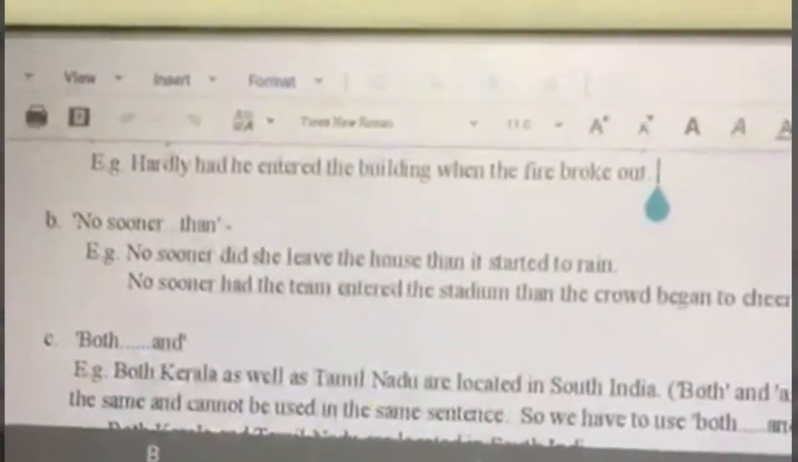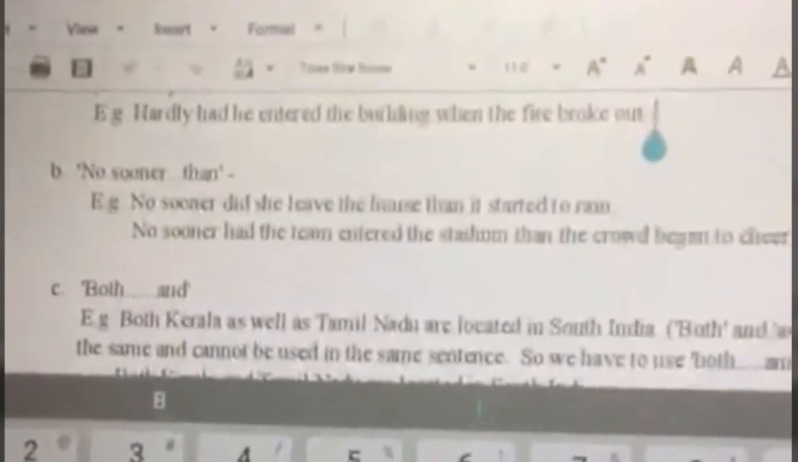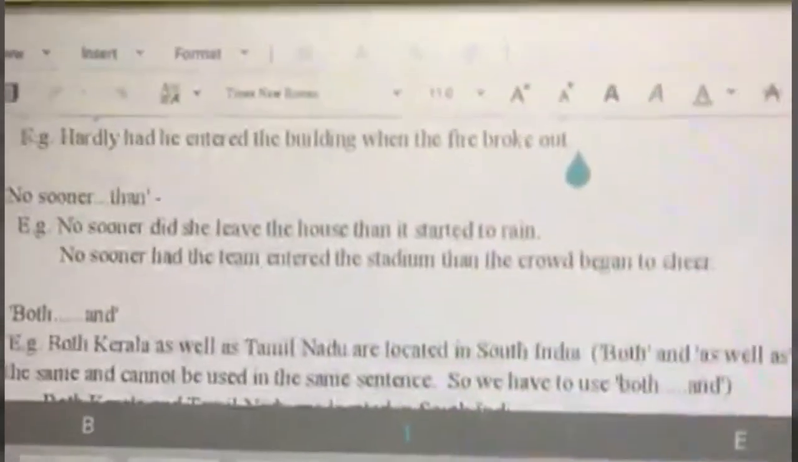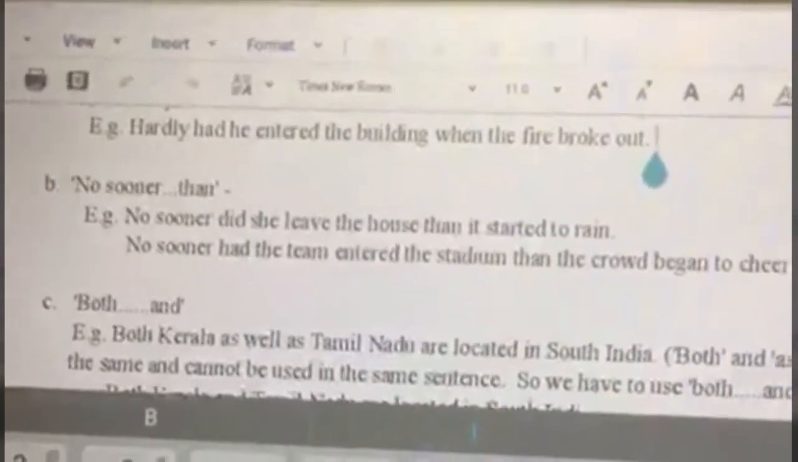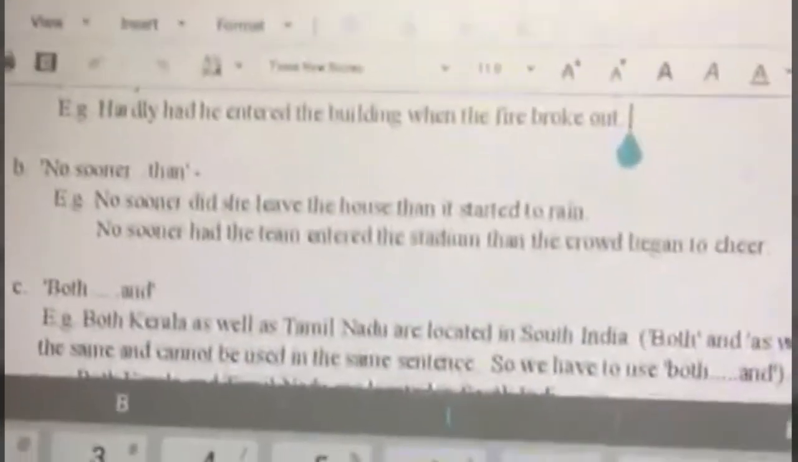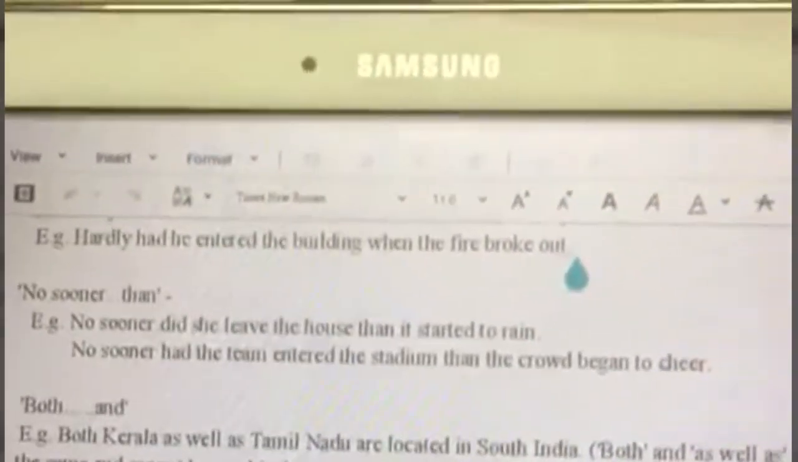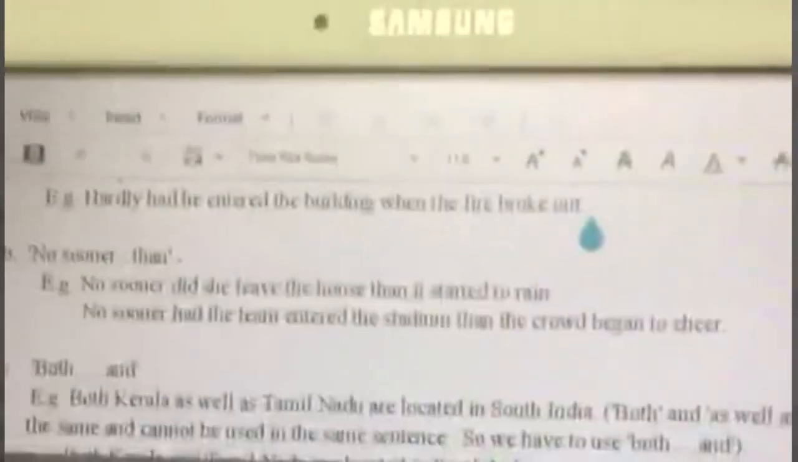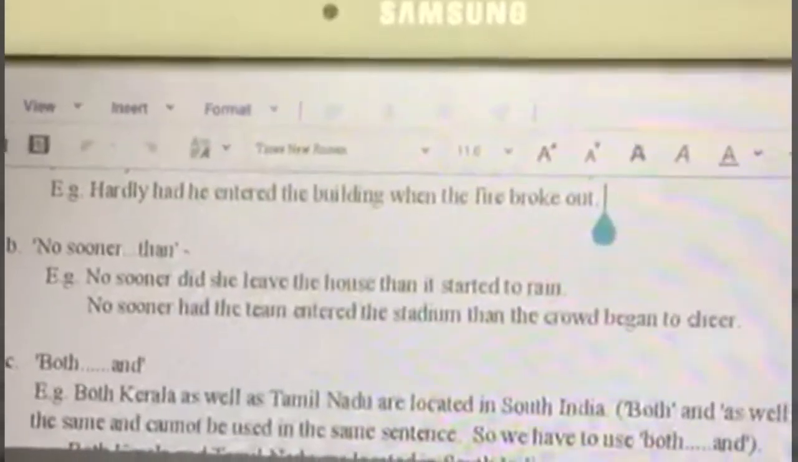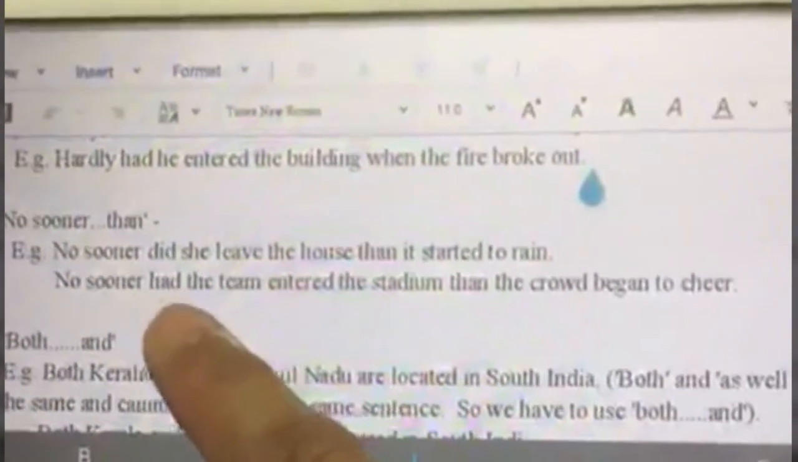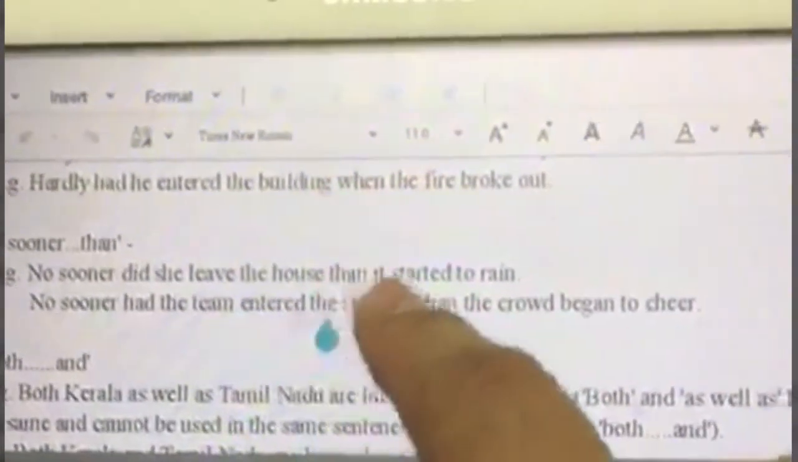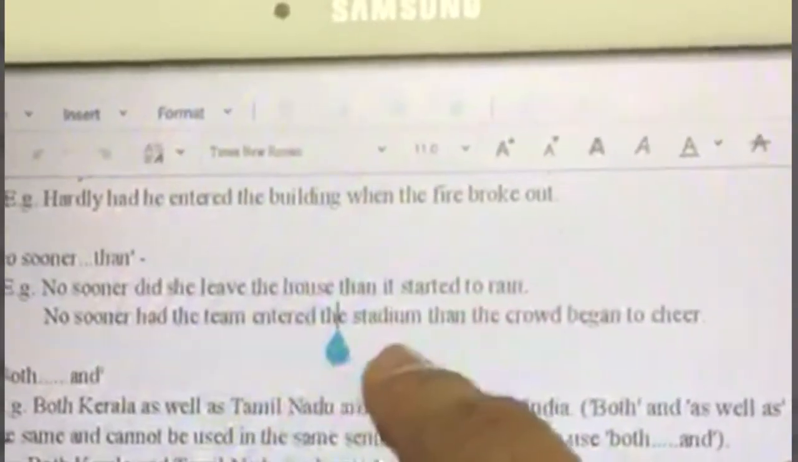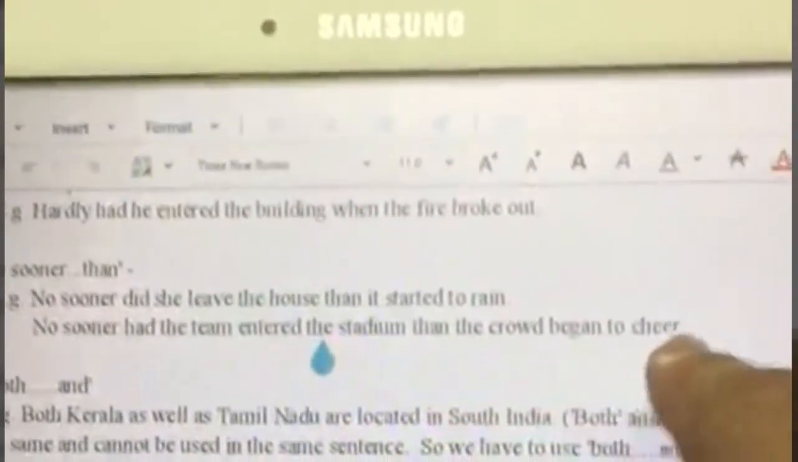All right. What about if we use the conjunction no sooner than? No sooner than is a conjunction phrase, you can say, that is used to join two sentences. How do we structure this sentence? When we talked about the first rule, we said we had to use an auxiliary verb had. But in this case, you can use either had or did. So for example, no sooner did she leave the house than it started to rain. Or no sooner had the team entered the stadium than the crowd began to cheer.